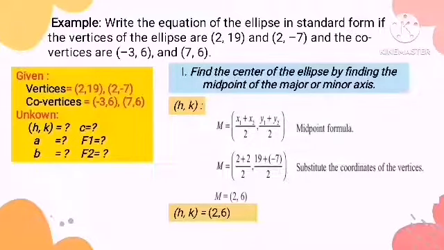to the midpoint formula. So we come up with m is equal to 2 plus 2 over 2, comma 19 plus negative 7 over 2. And then let's simplify. So we came up with m is equivalent to 2 comma 6. So therefore, our center h comma k is equivalent to 2 comma 6, wherein our h is equivalent to 2 and our k is equivalent to 6.